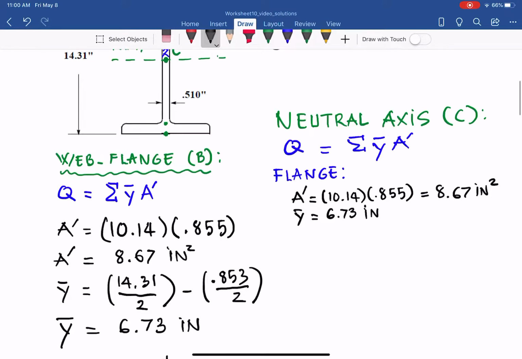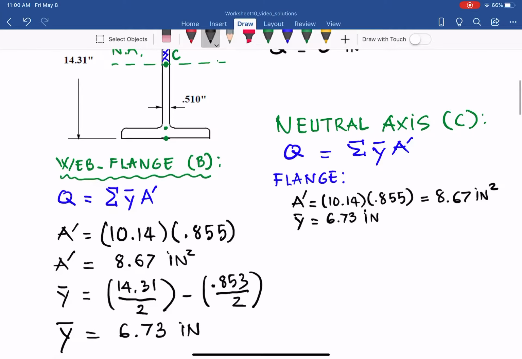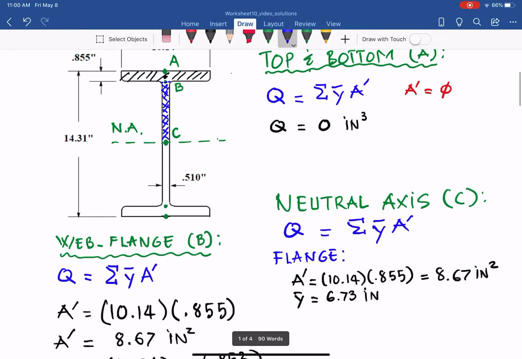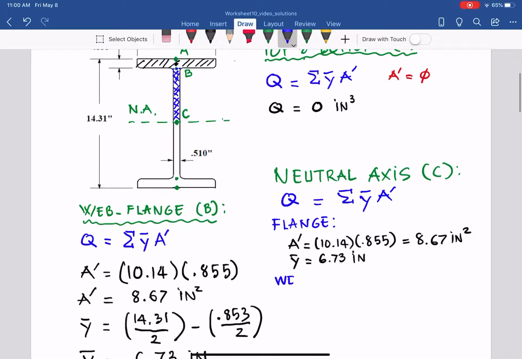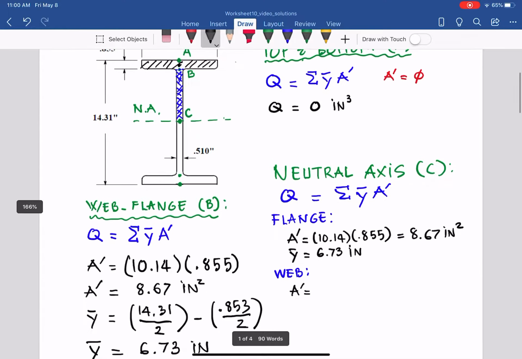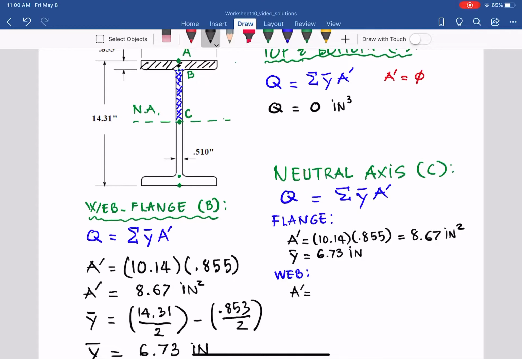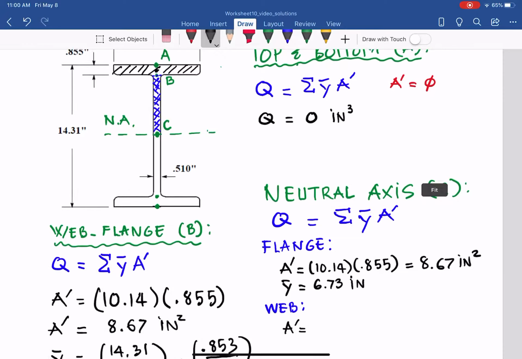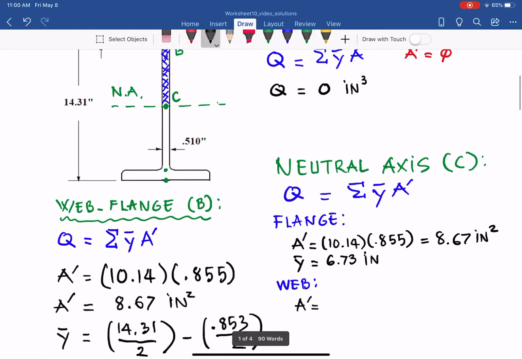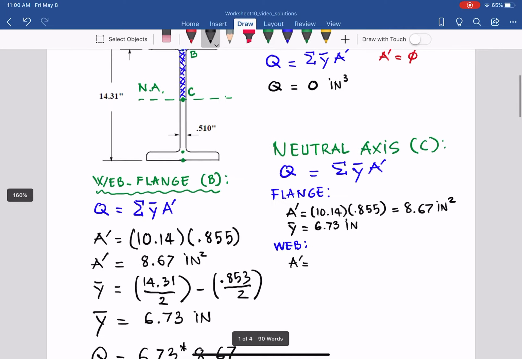That is the flange. Now the web, which is the blue shape that we have in the cross section. So the web, half of the web, because that is from the neutral axis. So A apostrophe, the outward area for that, because we can break it down into the sum of the two standard shapes, right? The rectangular shape for the flange and the web, half of the web, because that is measured from the neutral axis.